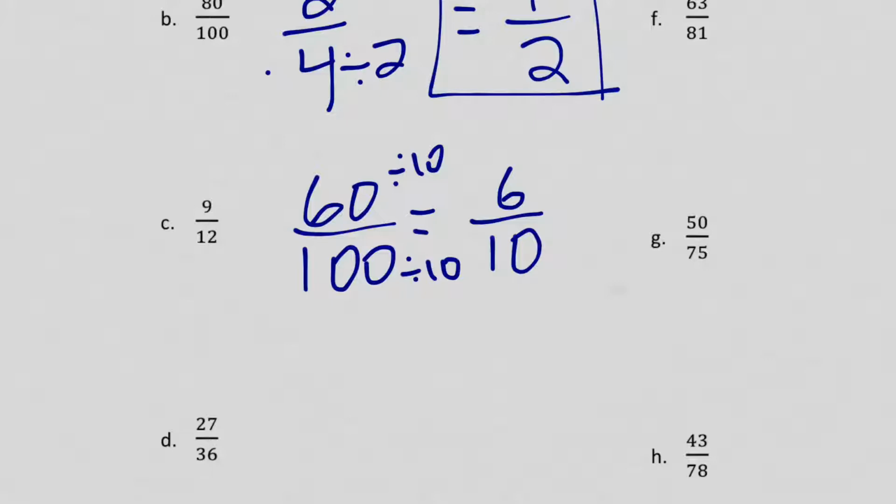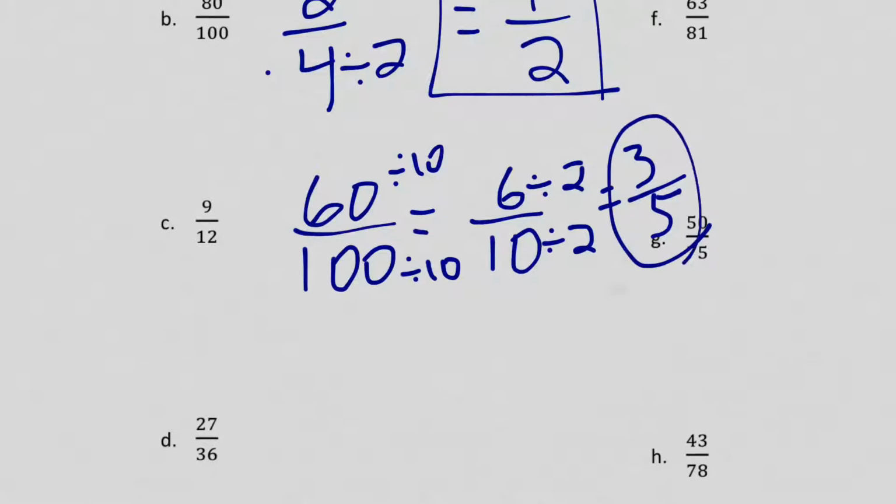The next thing I notice, well, 6 out of 10 is not in its lowest form because there's still a number that I can divide into both 6 and 10. Well, they're both even numbers, so I could divide 6 and 10 both by the same number. It always has to be the same number. Divide them both by 2, and I end up with 3 over 5. 3 over 5 is actually now the fraction in its lowest form.